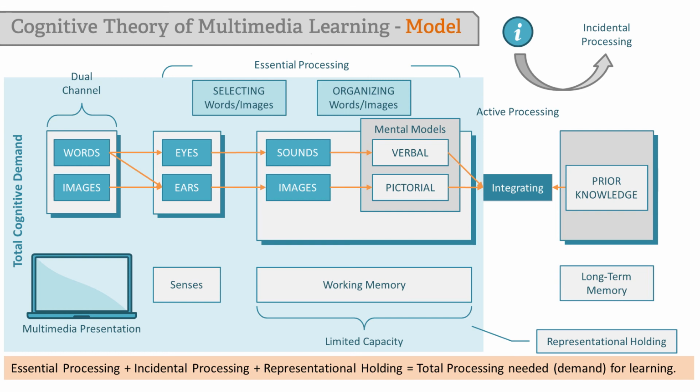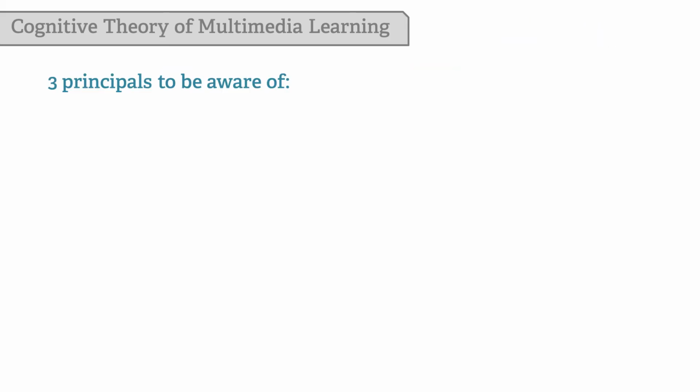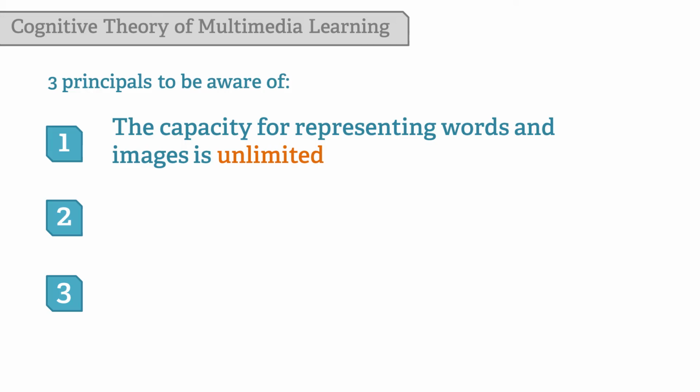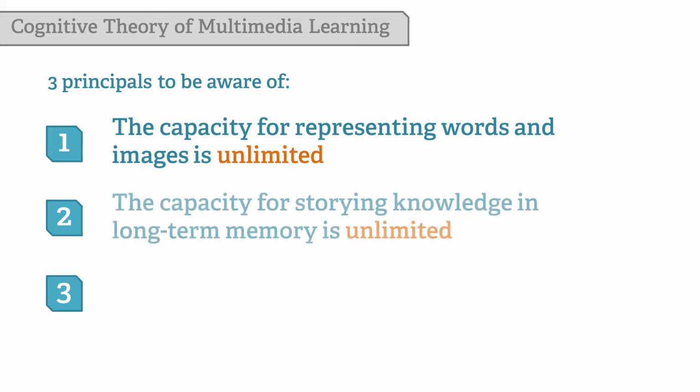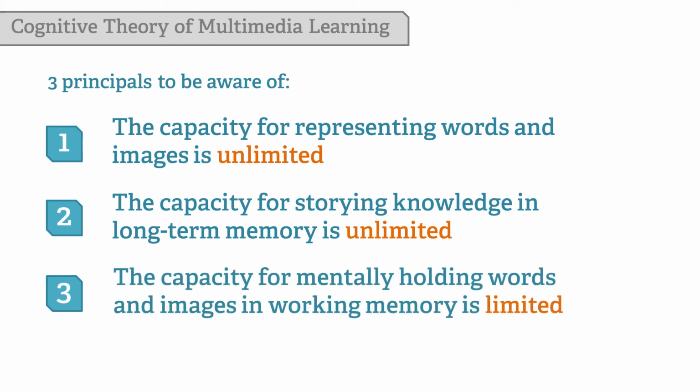Cognitive demand is essentially combining all 3 processes. Essential processing plus incidental processing plus representational holding equals the total processing needed, the demand, for learning. Problems occur when we put demand that exceeds the capacity. 3 principles to be aware of are: the capacity for representing words and images is unlimited. The capacity for storing knowledge in long-term memory is unlimited. The capacity for mentally holding words and images in working memory is, however, limited.